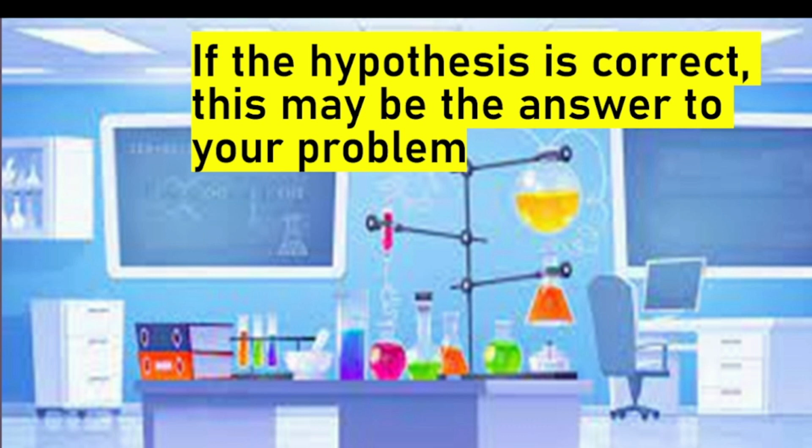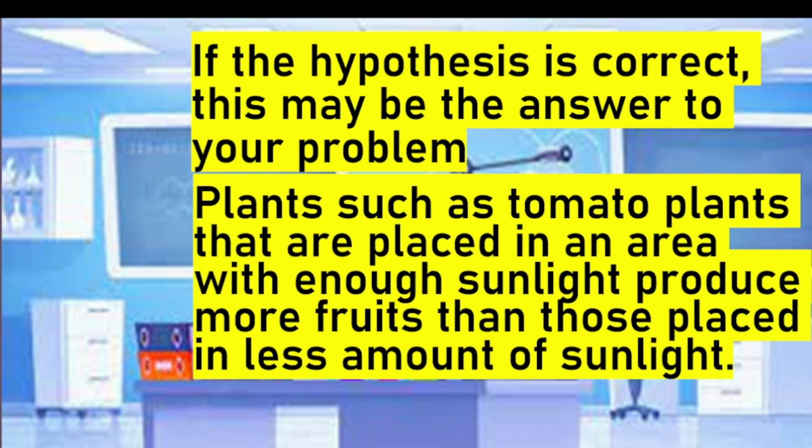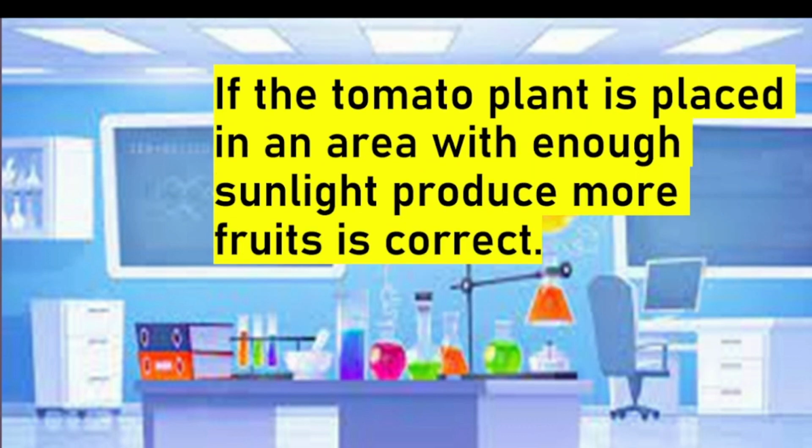For example, the possible conclusion to our problem is, plants, such as tomato plants that are placed in an area with enough sunlight produce more fruits than those placed in less amount of sunlight. Based on this statement, we can say that our hypothesis is correct.